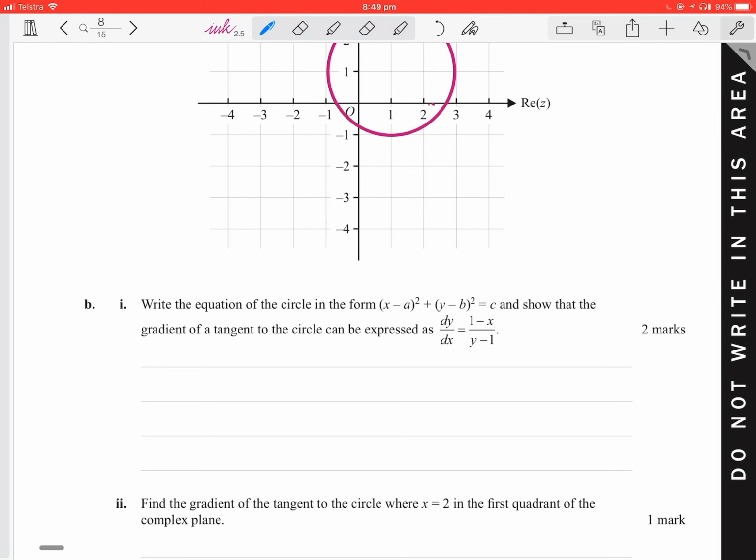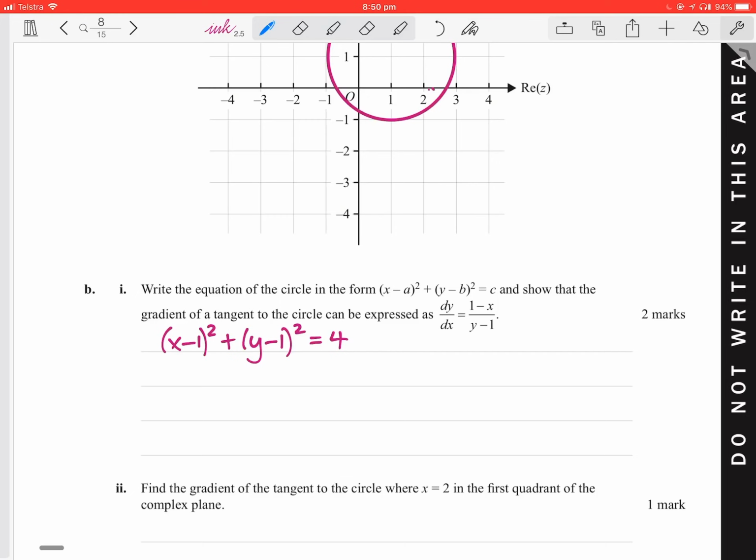Okay, write the equation of the circle in the form x minus a squared plus y minus b squared equals c. Okay, so it's been moved 1 to the right, so x minus 1 squared plus y minus 1 squared. It's got a radius of 2, so it's going to equal 4. Okay, and show that the gradient of the tangent of the circle can be expressed by that.